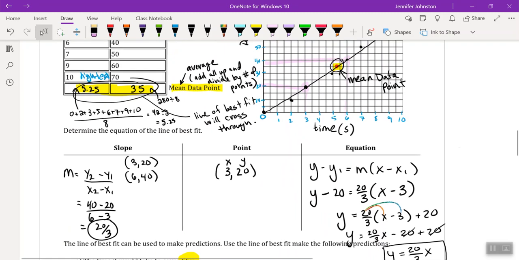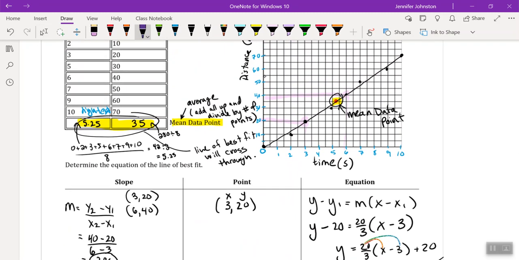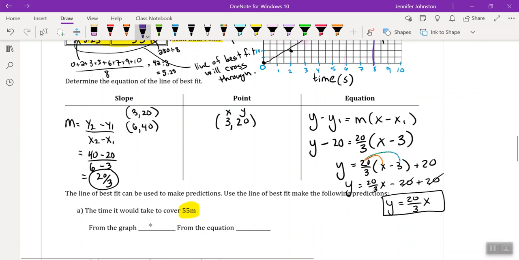All right, so at 55 meters, we have to go up to the graph and find 55, and then go over to our line of best fit and down. At 55, it looks like it's going to take 8 seconds. From the equation, let's go try it.